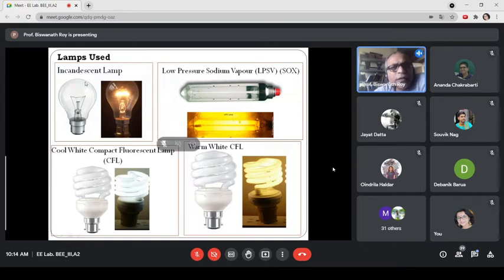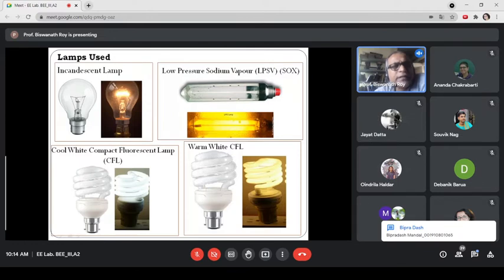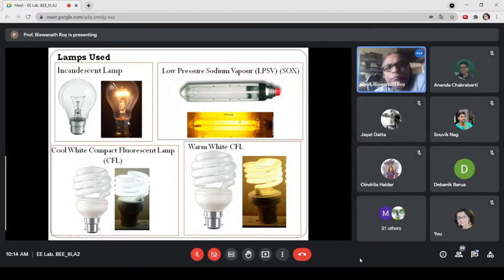The first one we call the incandescent lamp. It is the tungsten filament lamp. This is the filament, the tungsten filament, this portion. This is the appearance of the lamp when no electrical power is supplied, and this is the look of the lamp when electrical power is supplied. We are very much familiar with this lamp, but this next lamp is something different.